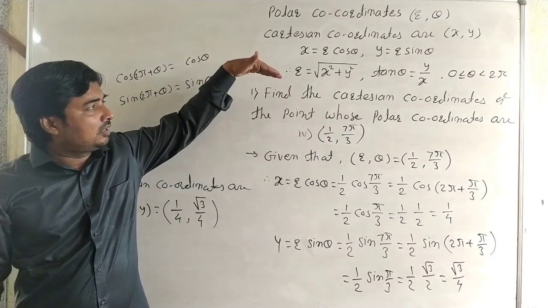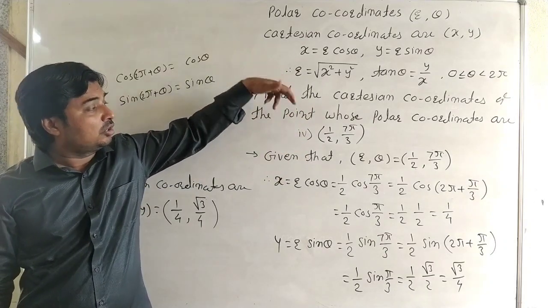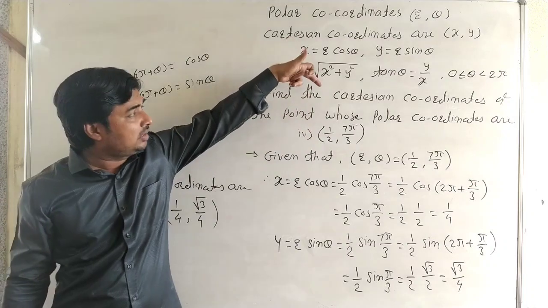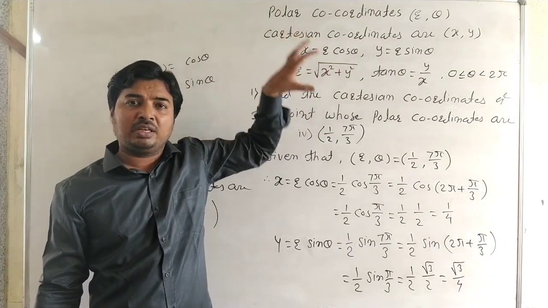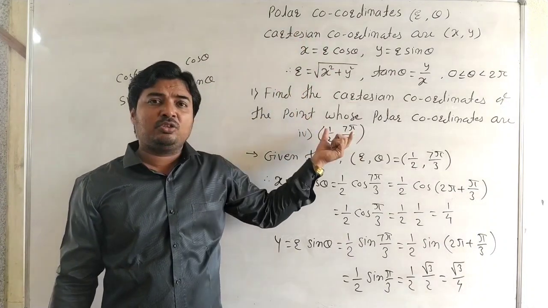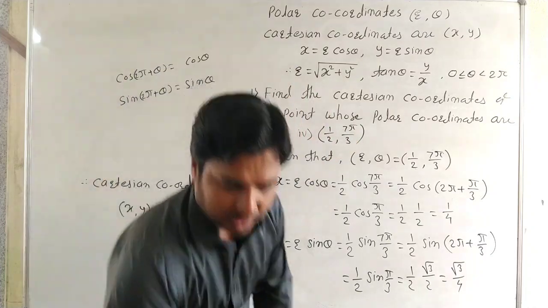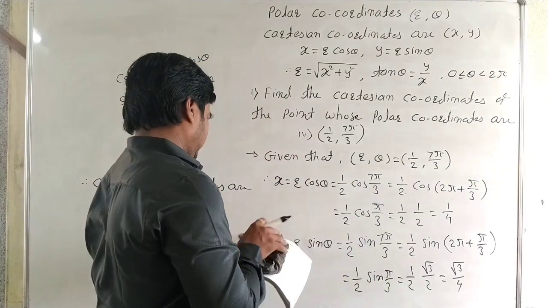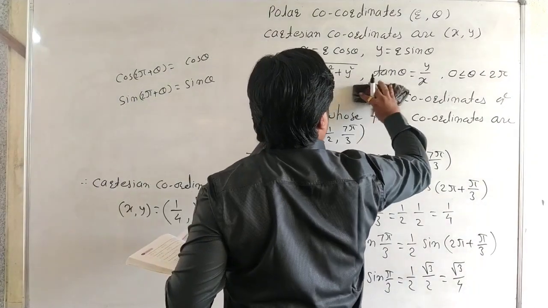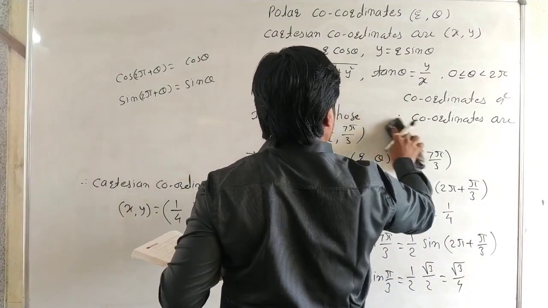Now here the polar coordinates are given, and we want to find the Cartesian coordinates. Now the second example: Cartesian coordinates are given, we want to find the polar coordinates. Okay, now we see the second example, find the polar coordinates.